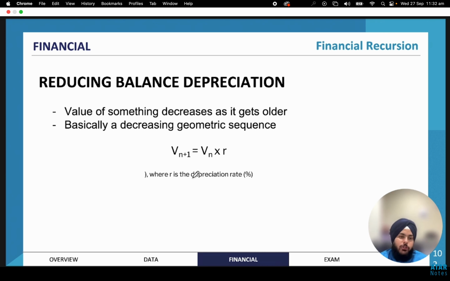And lastly, we have reducing balance depreciation. In this case, the value of depreciation decreases according to a geometric sequence. So the older something gets, the more it starts to depreciate, essentially. And this is the formula for the recurrence relation. Again, we're multiplying by the R value, where R is the depreciation rate.